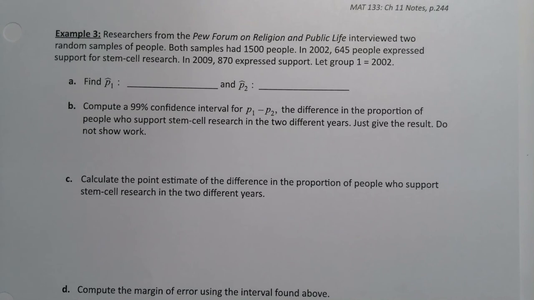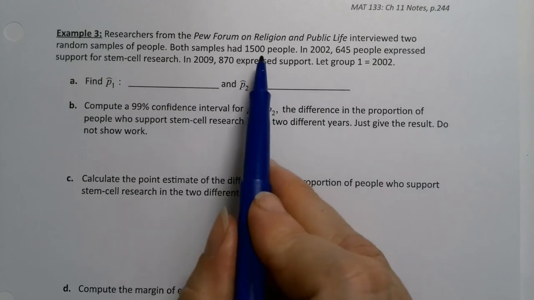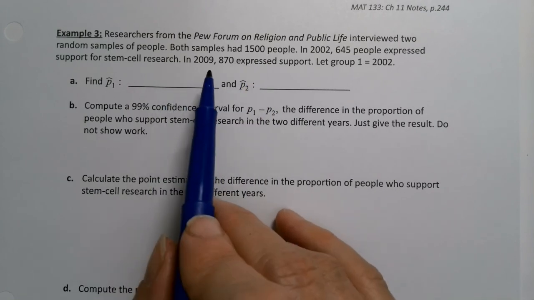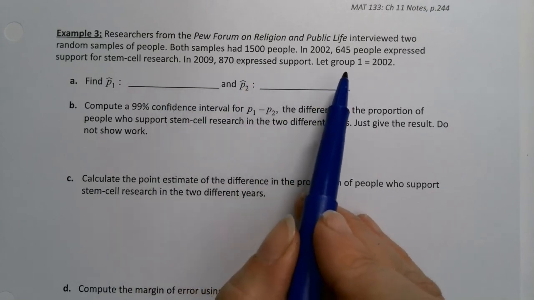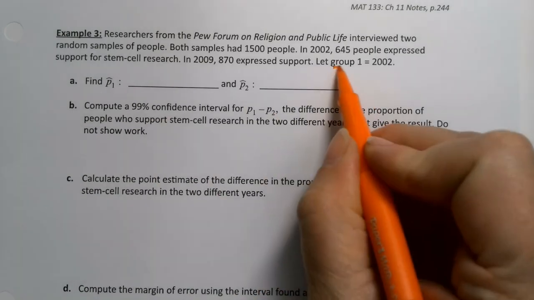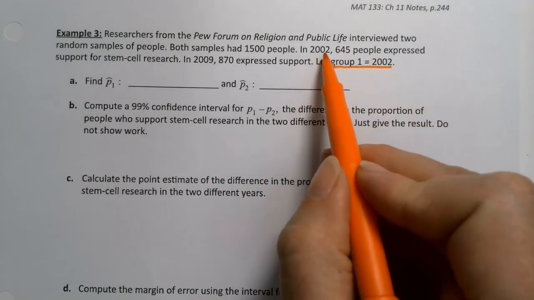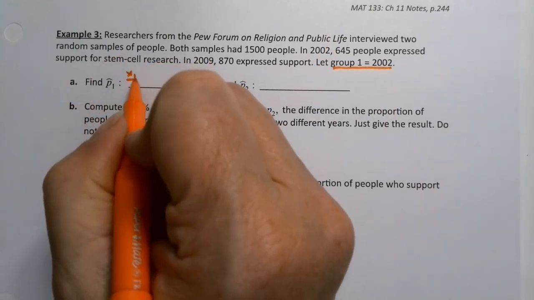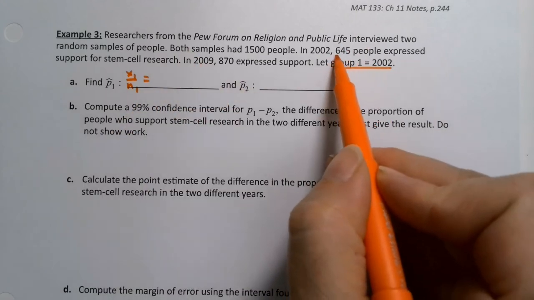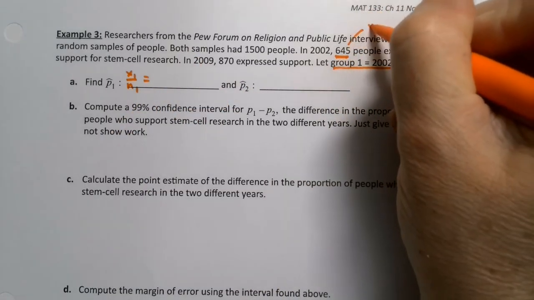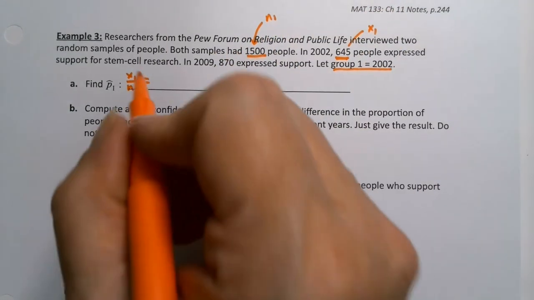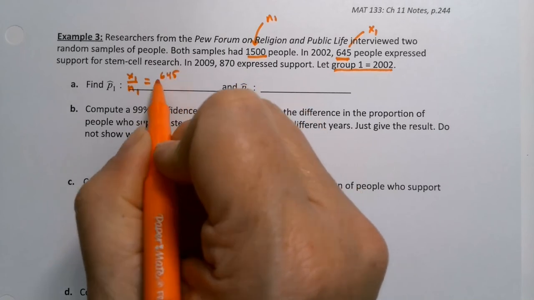All right, so researchers from the Pew Forum on Religion and Public Life interviewed 2 random samples of people. Both samples had 1,500 people. In 2002, 645 people expressed support for stem cell research. In 2009, 870 expressed support. So we're going to let group 1, right here, be the 2002 group. All right, so 2002 is a year. It's not an n. So when you want p1 hat, you want x1 divided by n1, which would be 645. There's your x1 right there. And then this is n1, because both samples had 1,500 people. So it's going to be 645 divided by 1,500.